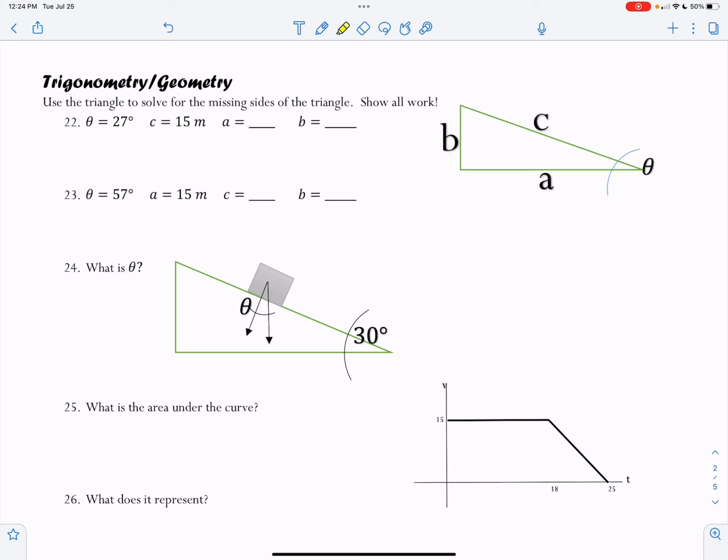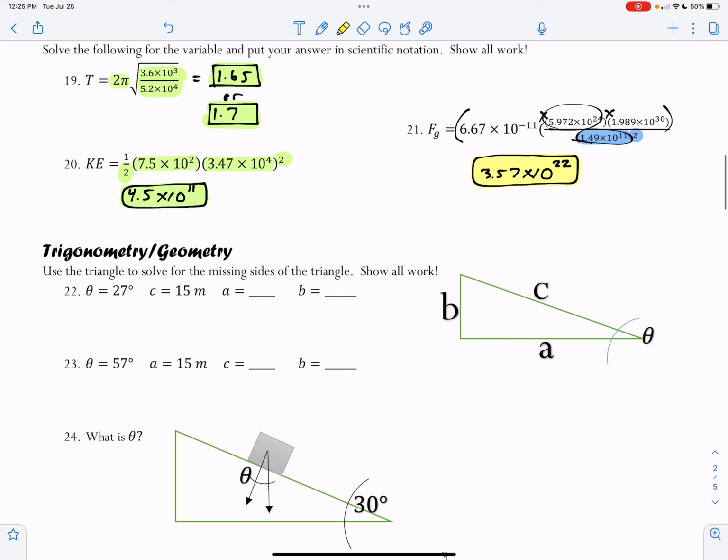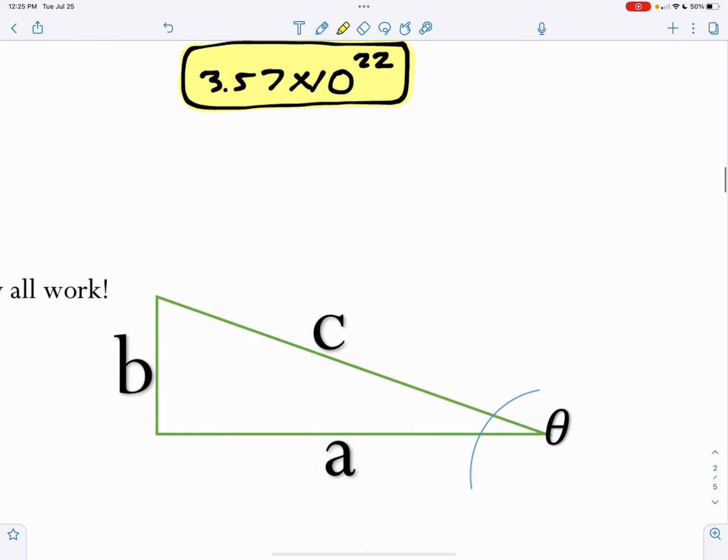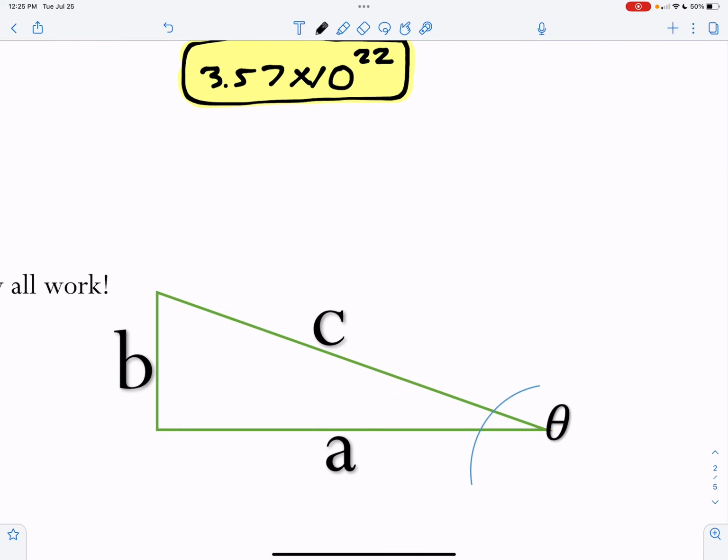Now, just to remind yourselves, when you're dealing with trigonometry, which is what we're starting with in question 22 and 23, one of the most common techniques that many math teachers will show you is an acronym that helps you remember your trig ratios. The acronym is, of course, called SOHCAHTOA.